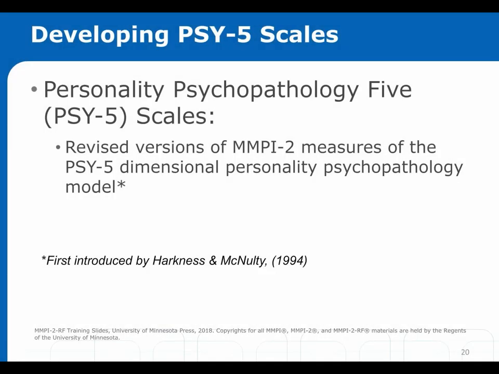A final set of scales developed for the restructured form are revised versions of the Personality Psychopathology 5, or Psy-5, scales. These scales are revised versions of MMPI-2 scales that assess a dimensional model of personality pathology, the Psy-5 model developed by Alan Harkness and John McNulty. The Psy-5 model reflects adaptive and maladaptive personality characteristics such as those currently described by personality disorder diagnoses. Once the 338 items of the restructured form were identified, Harkness and McNulty revised the MMPI-2-based versions of the Psy-5 to be assessed with the reduced item pool.